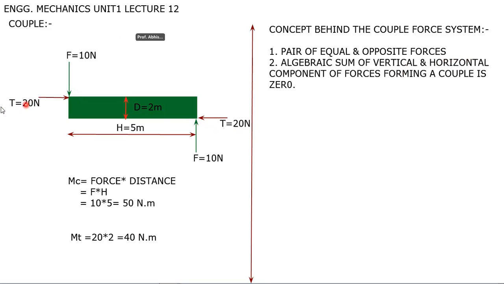This T is along the positive x-axis, so this will have the plus 20 sign. This T is along the negative x-axis, so this will have the minus 20 sign. So 20 minus 20 will be again 0. Therefore, the algebraic sum of the horizontal components of forces forming a couple is 0, because you are using the sign convention here.